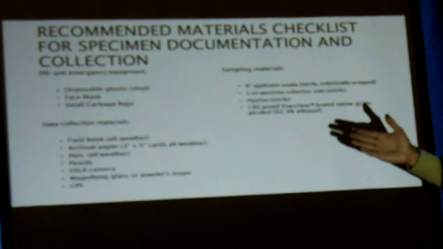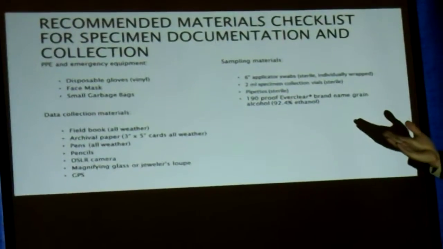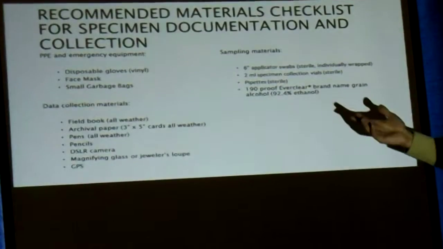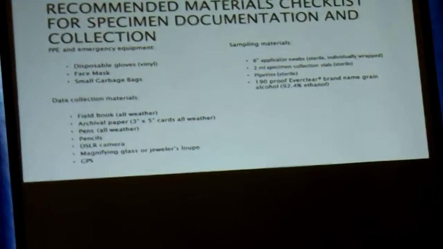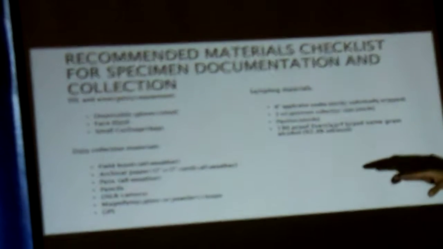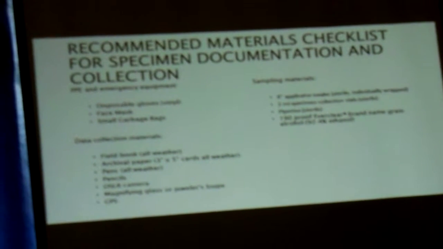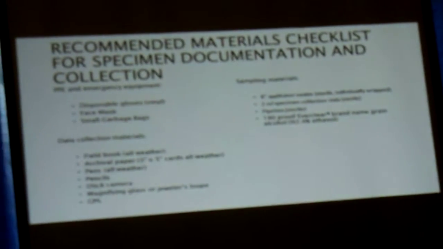Data collection materials: your field book, something all-weather. Obviously, you don't want it falling apart on you when you're in the woods. Archival paper, 3x5 cards. They also make all-weather 3x5 cards. Pens, all-weather. Pencils, mechanical pencils. DSLR camera. Magnifying glass or a jeweler's lens. GPS to mark where your find was.